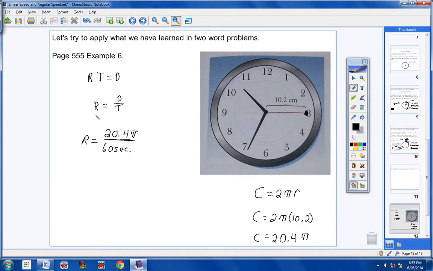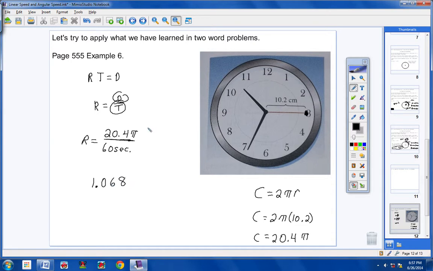So now we have rate, or speed, linear speed, equals distance over time. And the distance the second hand traveled is 20.4 pi, and the number of seconds is 60 seconds. And so let's go ahead and use our calculators and type in 20.4 times 3.14 equals, divided by 60 equals, and you'll get this right here. And you can look in the book and see it.